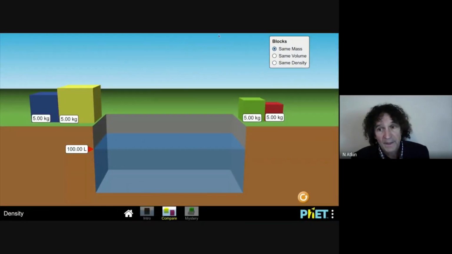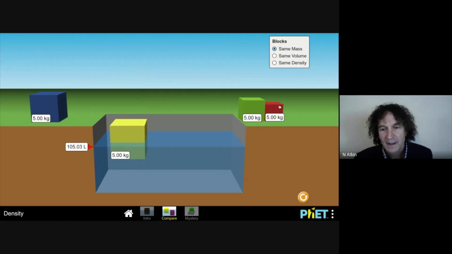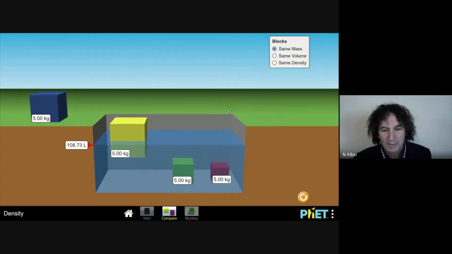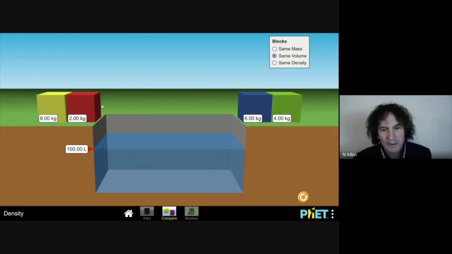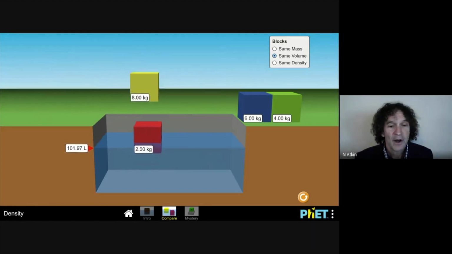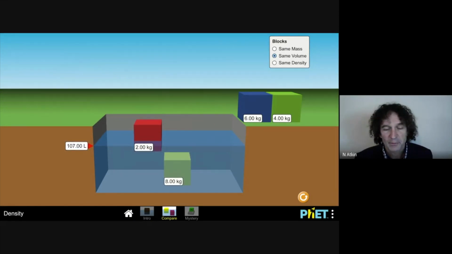Here we've got the same mass, same volume, same density. We can have a look at this. If they're the same mass, then the bigger, larger-volume ones would be less dense. So the big one is more likely to float, and the small one with the same mass is likely to sink. When I look at the same volume, which ones are more likely to sink? Think for a moment. The heavier ones are more likely to sink than the lighter ones.